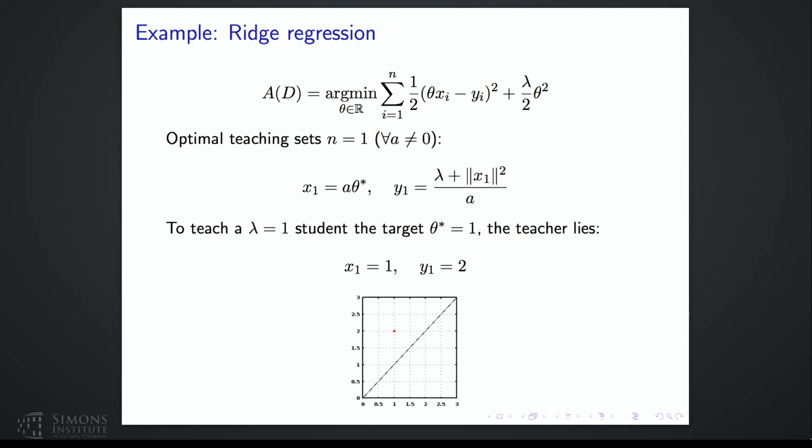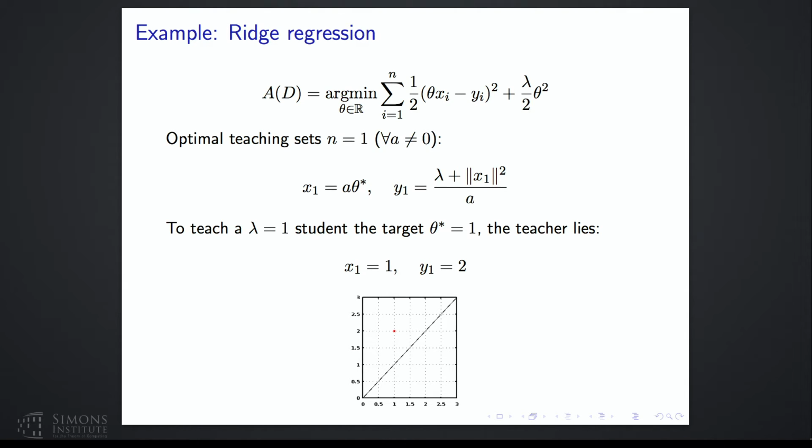So here's a very simple example. That's our squared loss, and it's in 1D just to make it simple. It turns out for this, you can teach with a single example of the following form. Remember, the teacher has a goal theta star in mind. The teacher can construct a training item pair x1, y1, where x1 is theta star scaled up by a, an arbitrary constant that's non-zero.